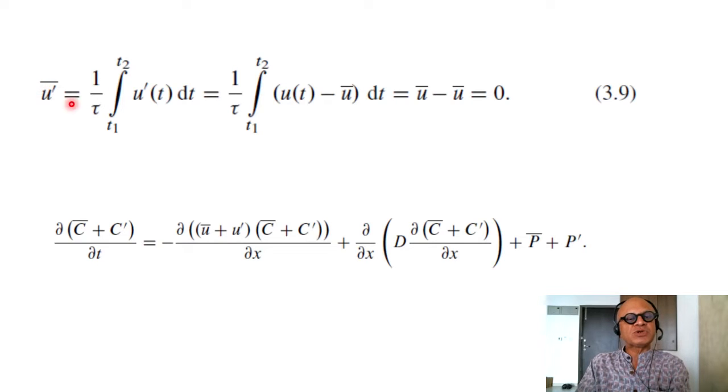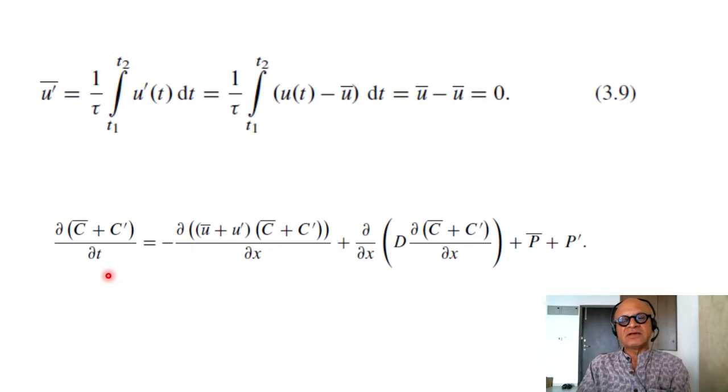So u prime averaged over the same time is 1 over tau, integral from t1 to t2 of u prime dt, but by definition u prime is u minus u bar. So u bar is already the average independent of time, so that comes out, and the integral of u bar over t1 to t2 is u bar, the integral of u(t) over t1 to t2 is u bar itself, so u bar minus u bar is 0. So time average of these eddies is 0. Then you can plug it into the equation.